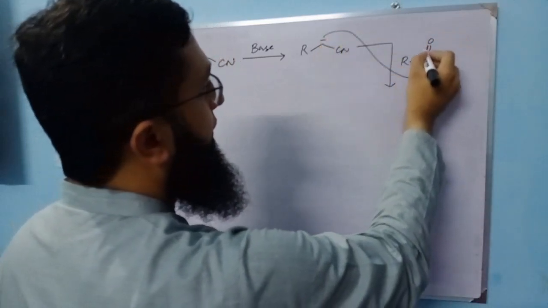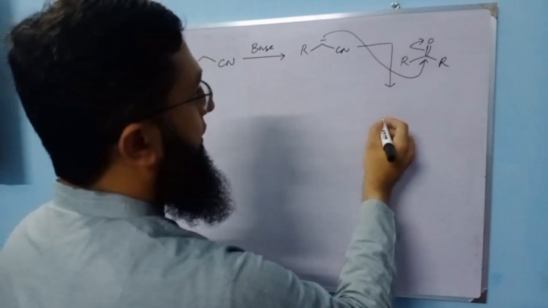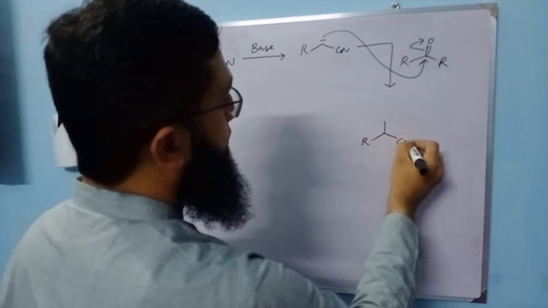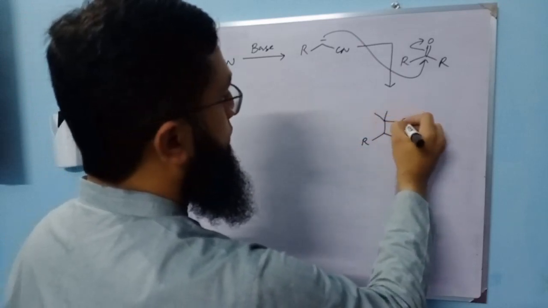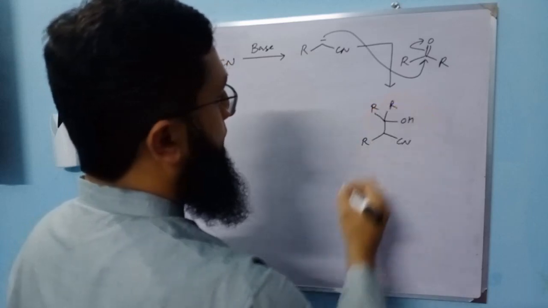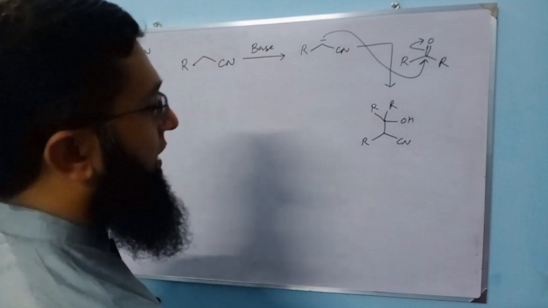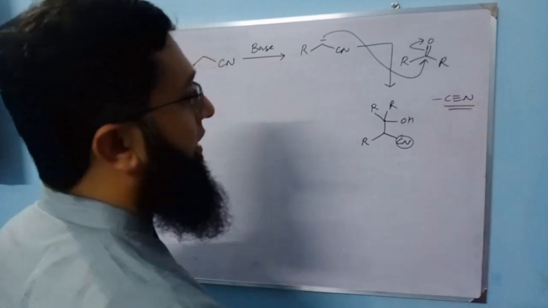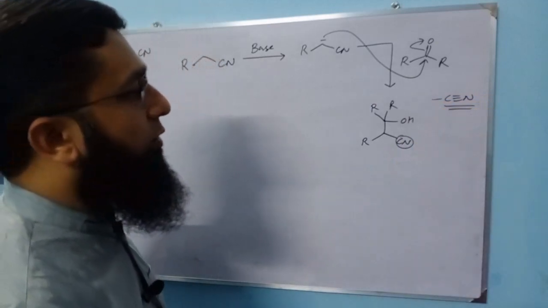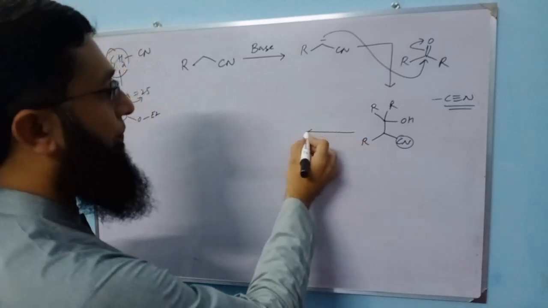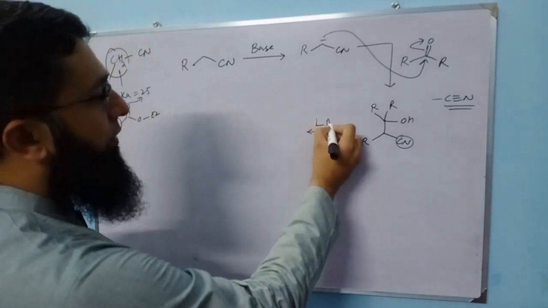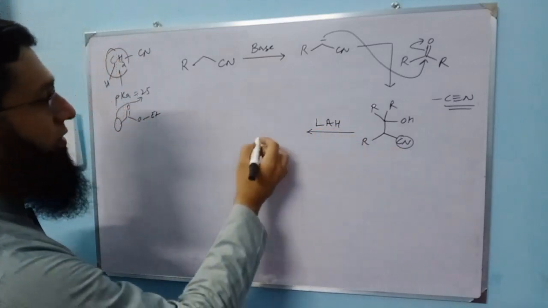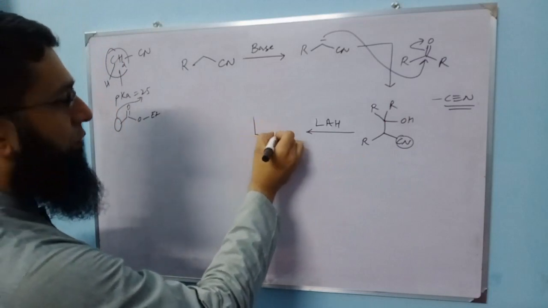So it will attack here, and as a result we get this cyanohydrin. Now we see in a nitrile this functionality is present, and because it is unsaturation, it can be reduced using a suitable reagent. For example, lithium aluminium hydride, which is a very strong reducing agent, can reduce this to the corresponding amine.